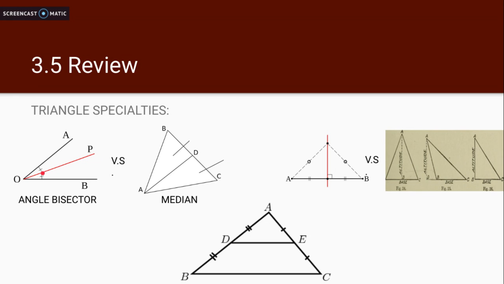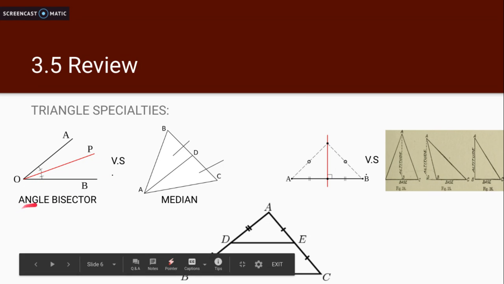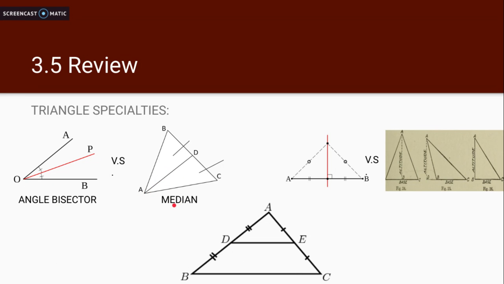The difference is that it has to come from a place that makes the angles congruent if it's an angle bisector. You can remember that because angle. But median, think median like middle. Like if you're talking about a median of a road, that's the middle. And think that it goes to the middle.